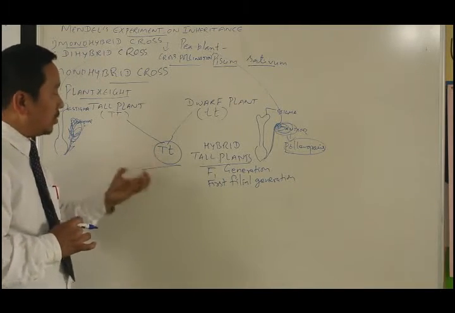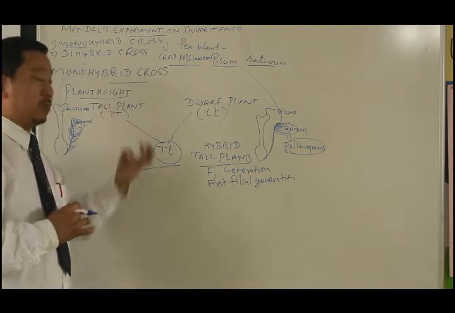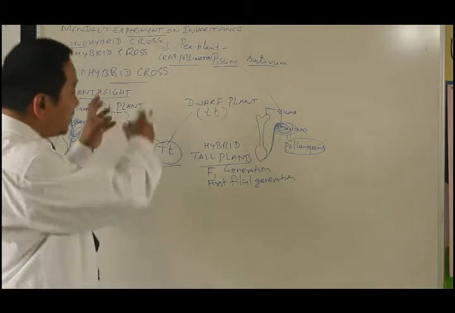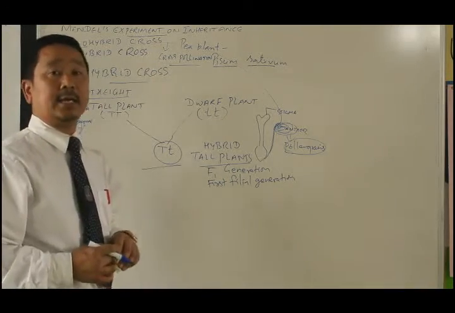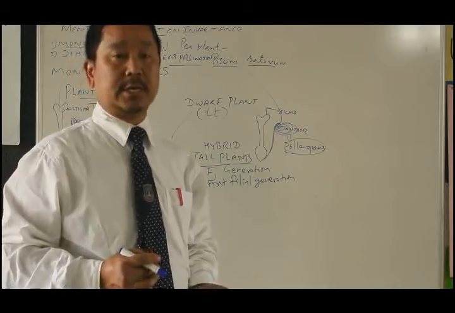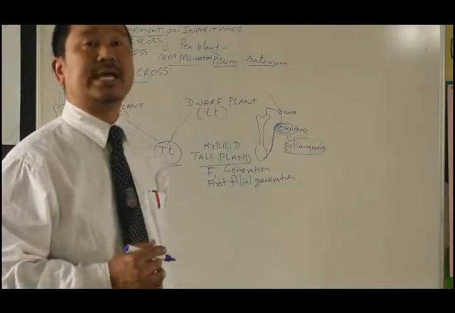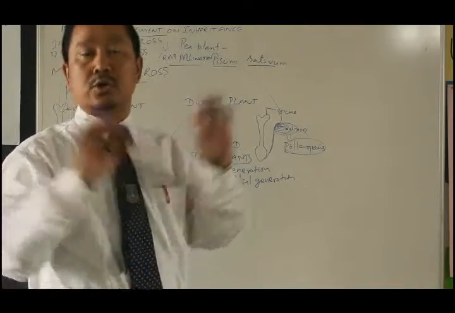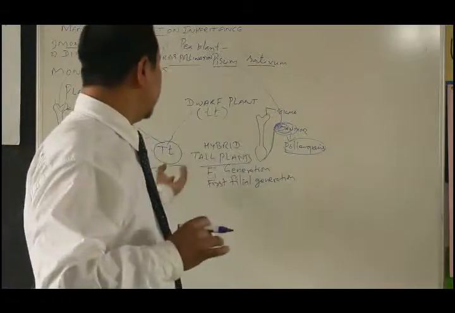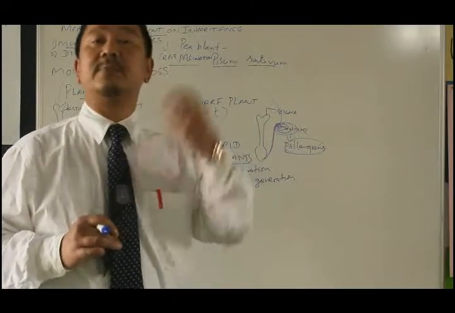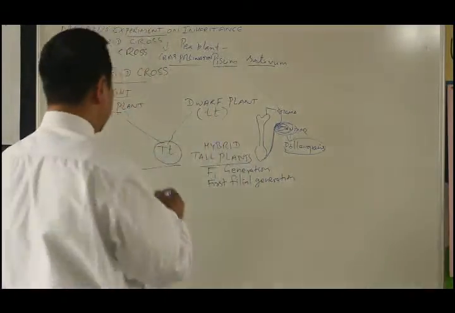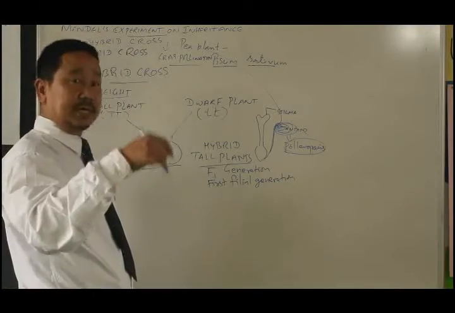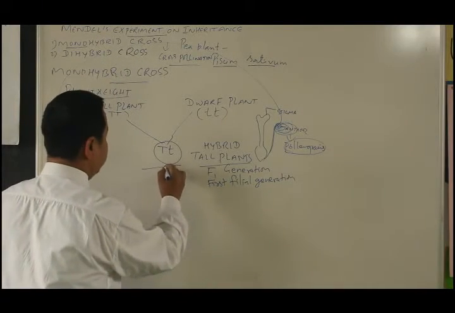Then he allowed the plants to grow. He collected the seeds again and grew them again, and allowed them to self-pollinate. No cross-pollination now. He allowed self-pollination among them. Then what he observed in the second generation, let us see now.